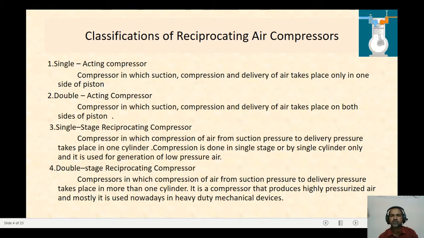Multi-stage means if you use more than one cylinder, then it is called a multi-stage reciprocating compressor. What we are doing here, for compressing the air, we are using a number of cylinders. It may be 2 cylinders, or 3 cylinders, or more than 3 cylinders. So it is named as a multi-stage reciprocating compressor.